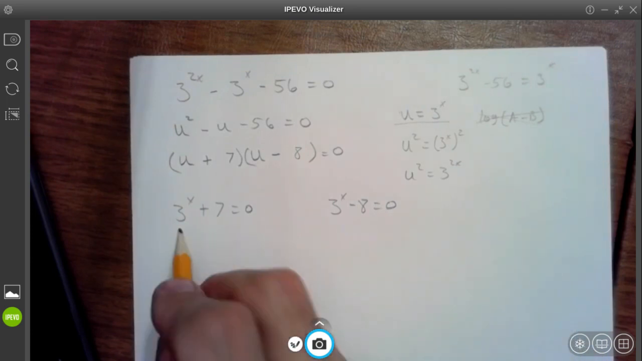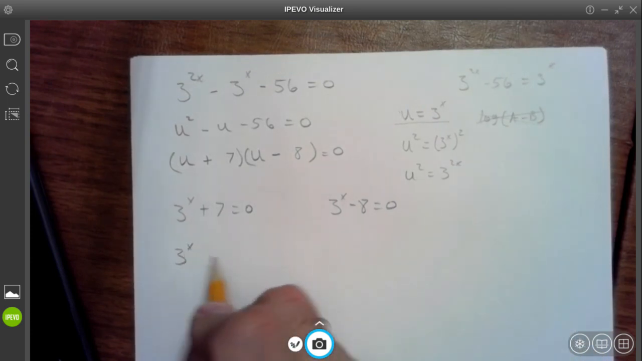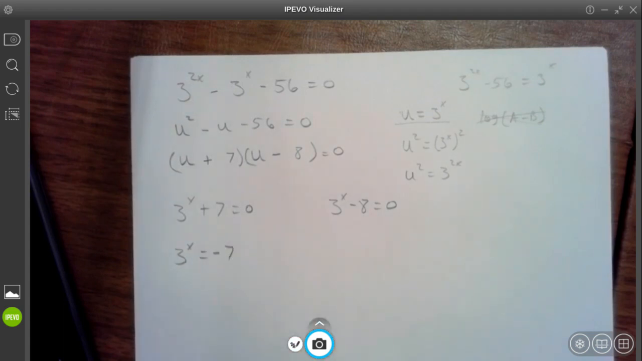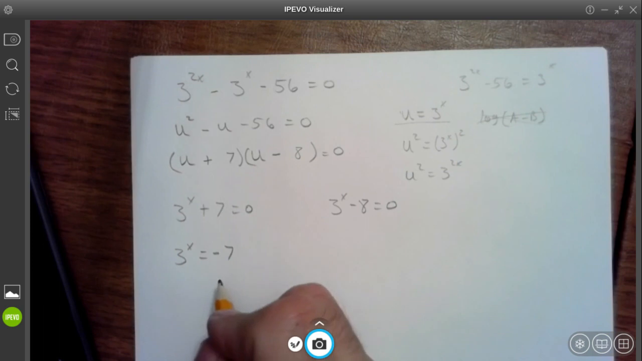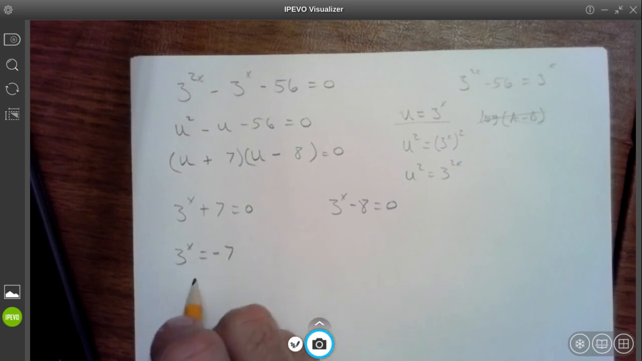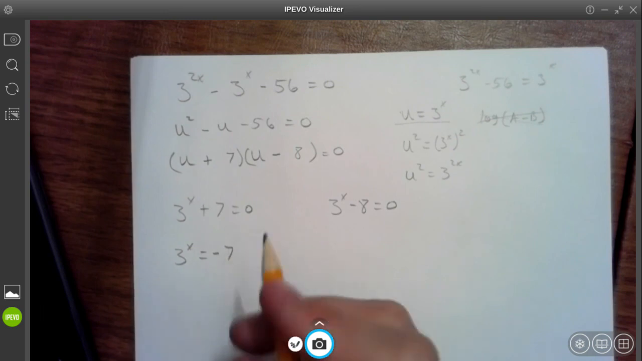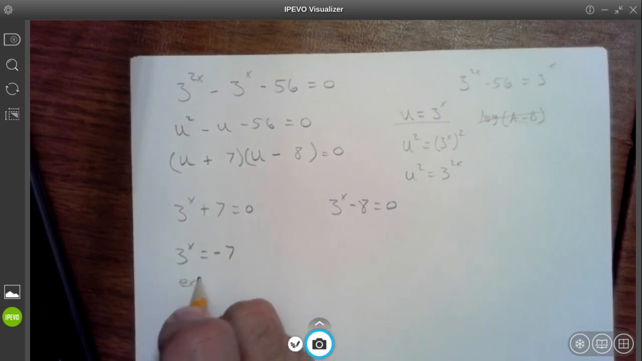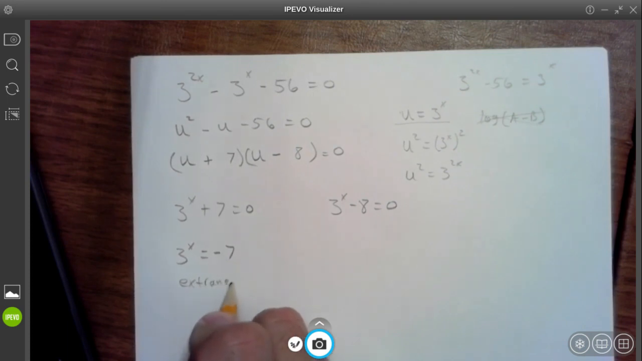Now this one on the left-hand side, it's worthless. 3 to the x equals negative 7. It's going to give me an extraneous solution. If I try to take the log of both sides to bring that x down, I can't take the log of a negative number. So this is going to be an extraneous solution.